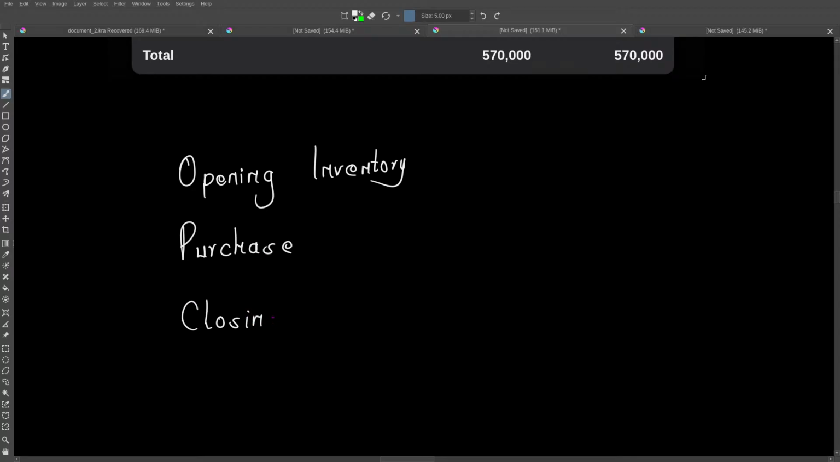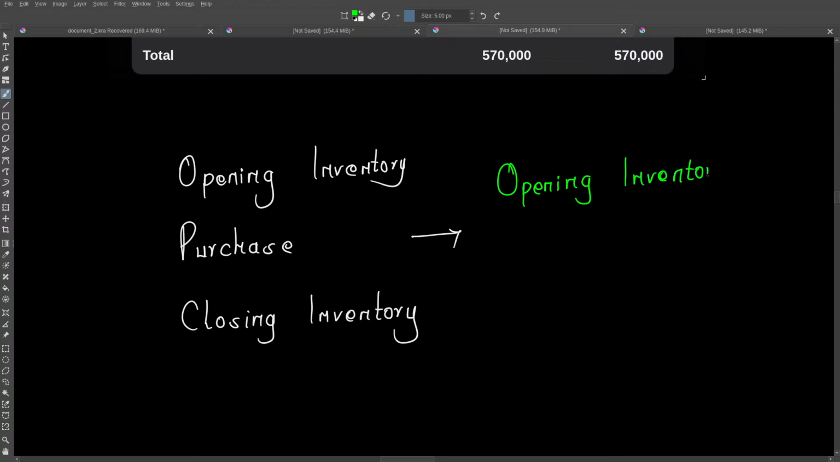The closing inventory balance. To get the cost of sales, what you need to do is take the opening inventory, then add the purchases that have been made during the period, and then less the closing inventory. That should give you the cost of sales, or rather the cost of goods, okay? So you less the closing inventory.